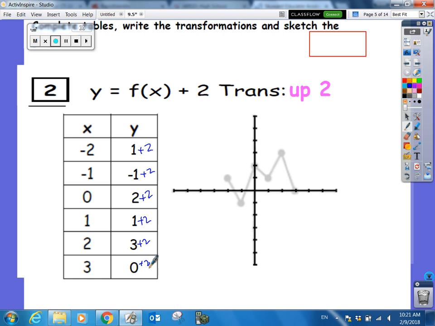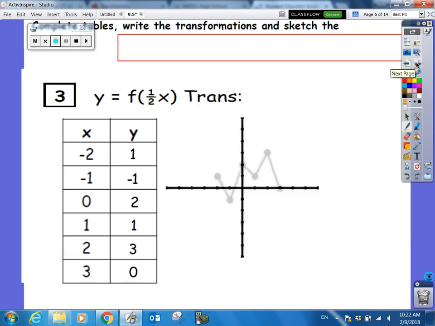Or if we just use our graph, this is at 1, we move it up to 2. -1 goes up to 1. 2 up to 4. 1 up to 3. 3 up to 5. And 0 goes up to 2. And again, we should have the same exact shape as we started with. It's just being moved up 2. Again, those are transformations you've been dealing with since probably 8th grade at least. So those should be the easy ones.